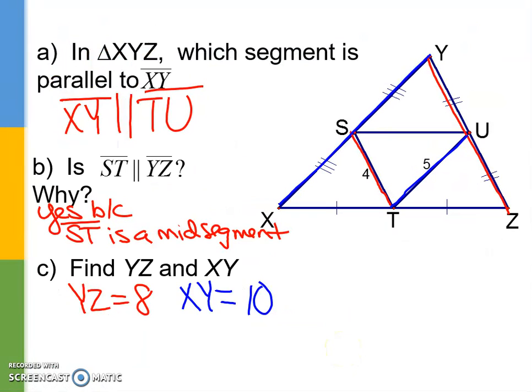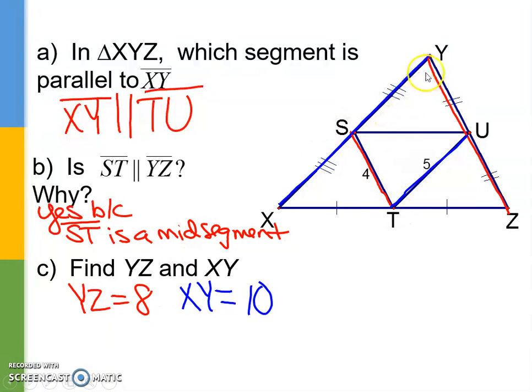Let's look at the next one. So look at the big triangle. Which segment is parallel to XY? So XY is right here. There's TU. So TU is parallel to XY because it's the midsegment. And ST right here, the red lines, is parallel to YZ? Yes, because ST is a midsegment of this side.